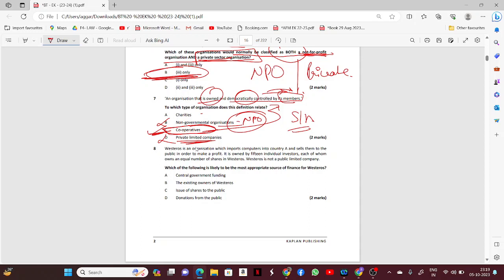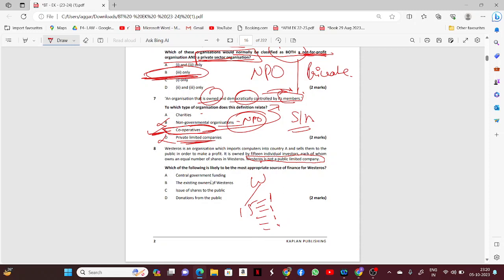Next question. W is an organization which imports computers into country A and sells them to the public in order to make a profit. It is owned by 15 individual investors, each of whom owns an equal number of shares. It is not a public limited company. So what they're saying is that W is a company which has 15 different investors, who each own an equal amount of shares, right?